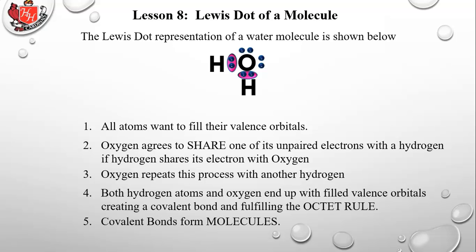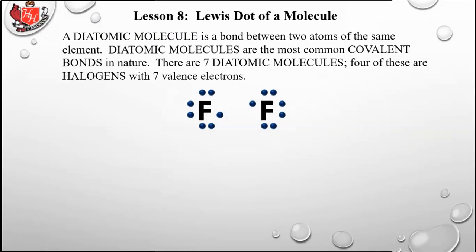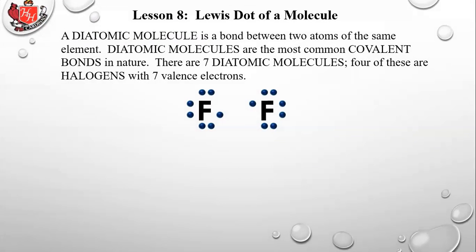Covalent bonds form molecules. They're independent structures that can move about freely and independently. A diatomic molecule is a bond between 2 atoms of the same element. Diatomic molecules are the most common covalent bonds in nature. There are 7 diatomic molecules. 4 of these are halogens with 7 valence electrons.